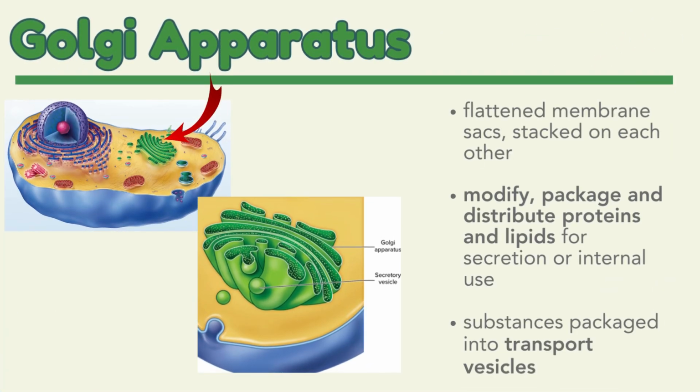The next organelle is the Golgi apparatus. It is shown in the images as a green structure. The Golgi apparatus is a series of flattened membranous sacs stacked on each other. Proteins made in the rough endoplasmic reticulum and lipids made in the smooth endoplasmic reticulum go to the Golgi apparatus, where they are modified and packaged for secretion or internal use. Substances are packaged into transport vesicles.